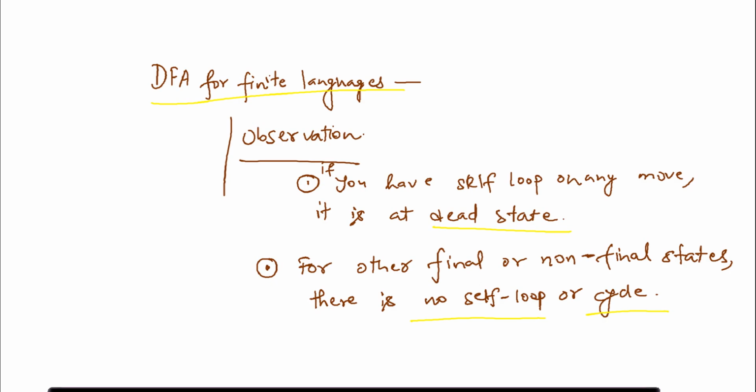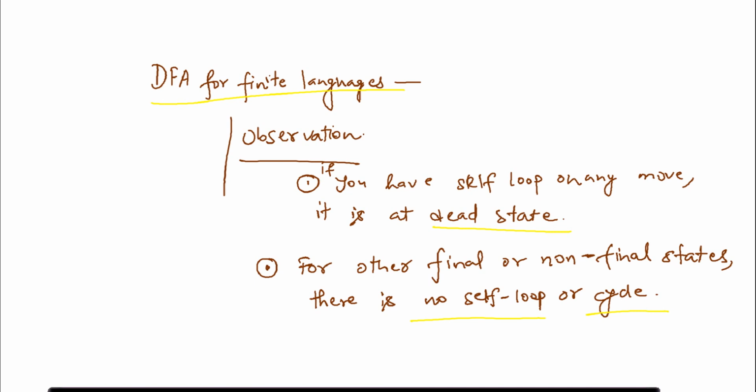Yeah. So this is the observation that I made for DFA for finite languages. And what was the observation? That if you have a self loop on any move, it must be a dead state. And for other final or non-final states, there is no self loop or cycle. I have dealt with the technicalities or inconsistency of these two points when it comes to unreachable states in the last video.